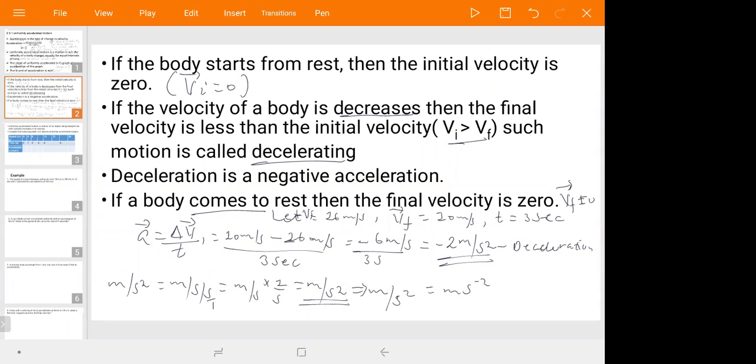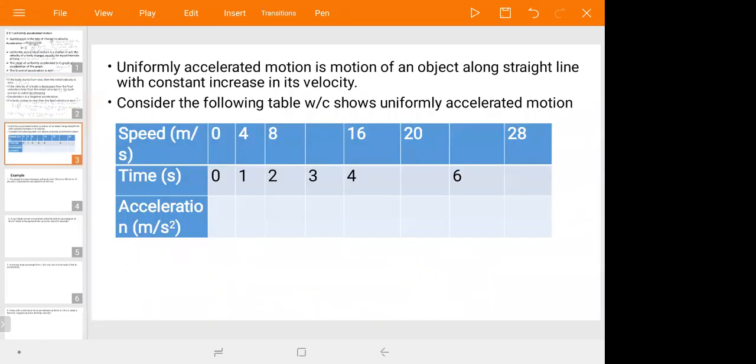Before we see some calculations or problems, let us see uniformly accelerated motion by table. Uniformly accelerated motion is a motion of an object along a straight line with constant increase in its velocity. That means constant acceleration.